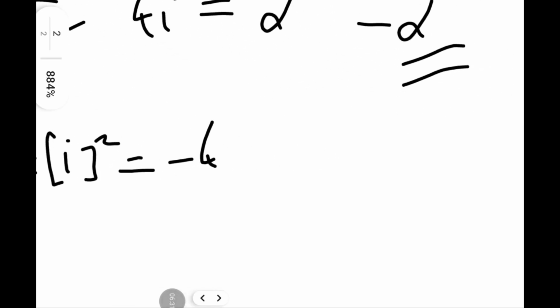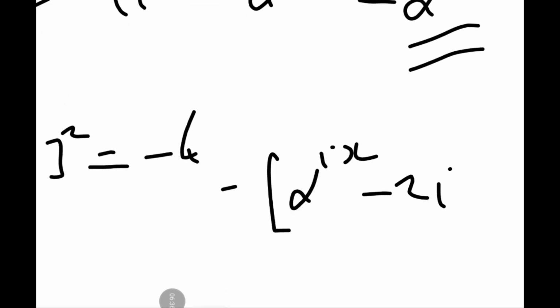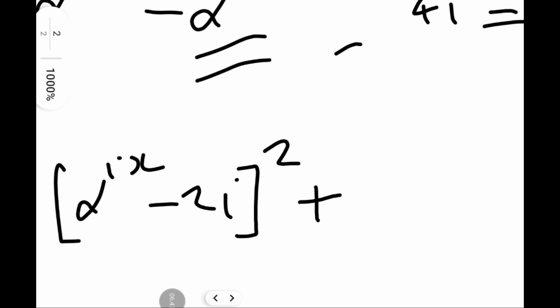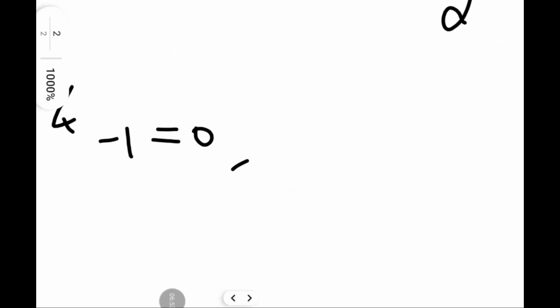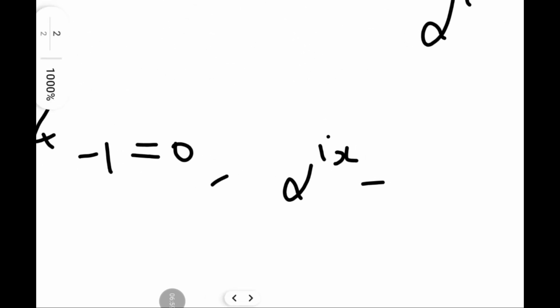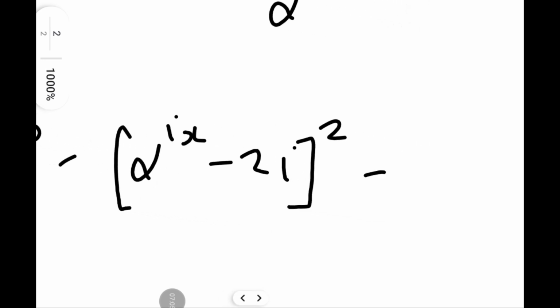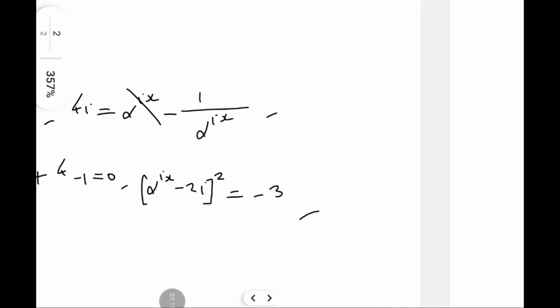So you're going to have it in this format of e to the power of ix minus 2i, like this, squared, and it's going to be plus 4 rather than minus 4, because usually you have minus 4 plus 4, and don't forget the minus 1 we had earlier. Minus 1 equals 0. You can rearrange it to the other side: e to the power ix minus 2i, squared, is equal to minus 3.